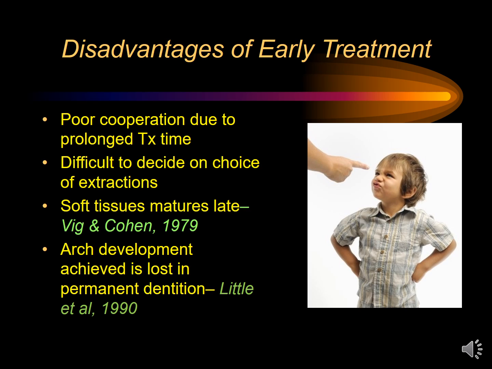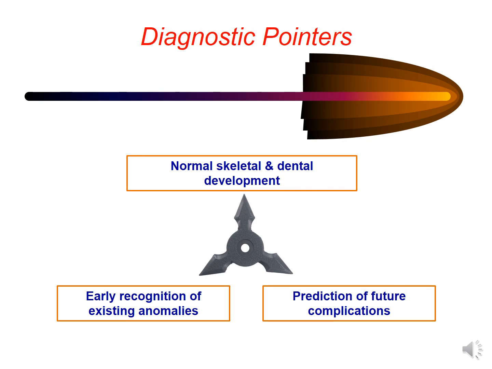And also, Wick and Cohen has shown that soft tissue matures late, meaning, in other words, the soft tissue that you see in a child of, say, 9-10 years old is not going to remain the same at a much later age. Okay, and arch development, Little has said that arch development gained during interceptive treatment is usually lost in the permanent dentition.